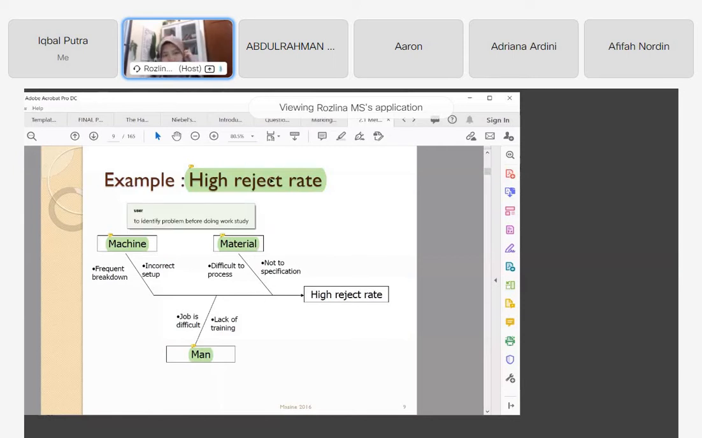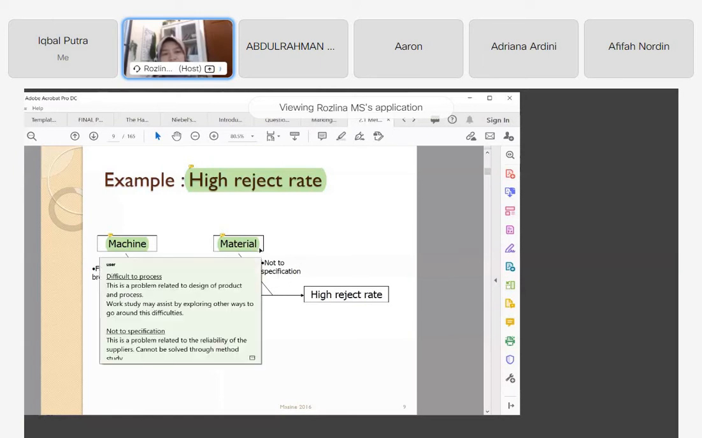How to identify before you do the work study? When you find out the root cause. In this example, you have materials and machine and man. So you study what is the root cause of the material. Let's say the root cause is difficult to process and not according to the specification. So difficult process. This is a problem related to design of product and process. Work study may assist by exploring other ways to go around these difficulties.